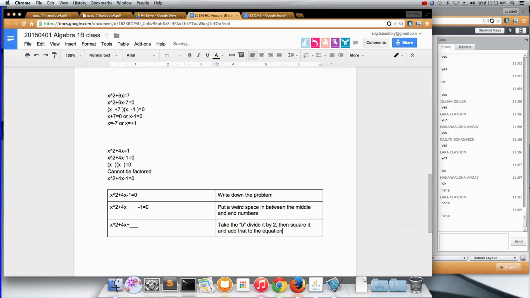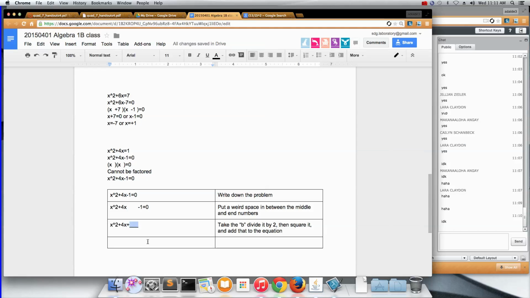What goes in the blank, you guys? This is what we were doing. Come on, you guys. 4, exactly. You take this number over here, you divide it by 2, and you square it. 4 divided by 2 is 2. Square that, that's 4. Cool?